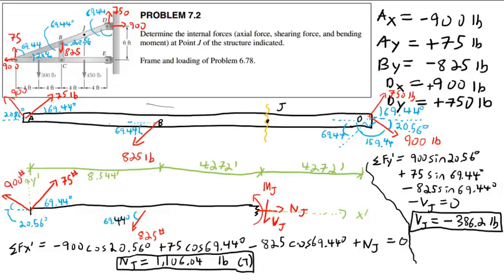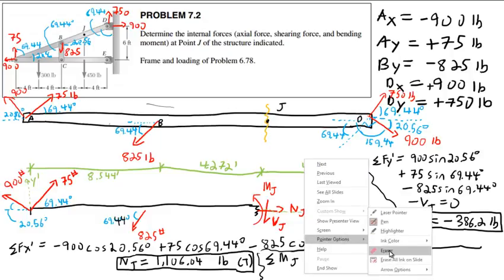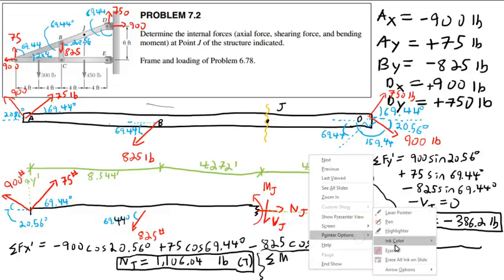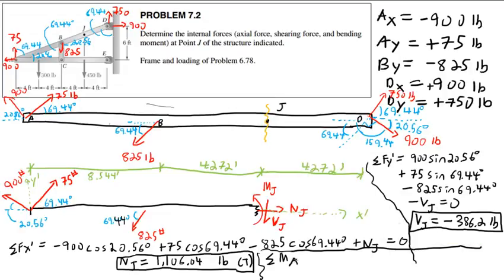Now, I'm going to do a summation of moments. Oh, how about point, maybe A. Summation of moments about point A. And I'm going to try to cram it down in here. Summation of moments about point, not point J, point A. I could do J, but I want to do A. Any point is fine, just some are simpler to solve than others. Summation of moments about point A.